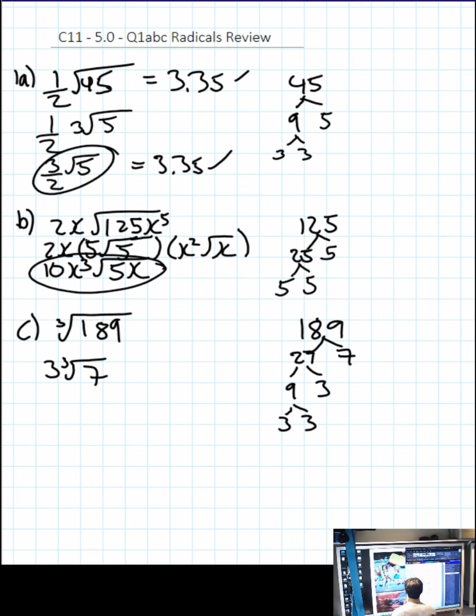Let's type this one into the calculator. So if I do the cube root of 189, near the question, equals 5.73. And let's circle the answer. And near the answer, if I type in 3 cube root 7, I also get 5.73. Check mark. Awesome.